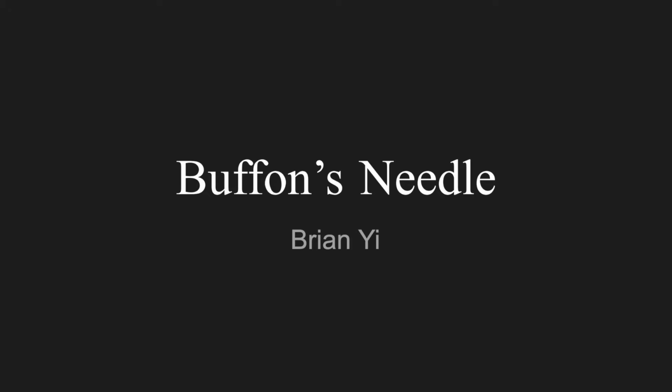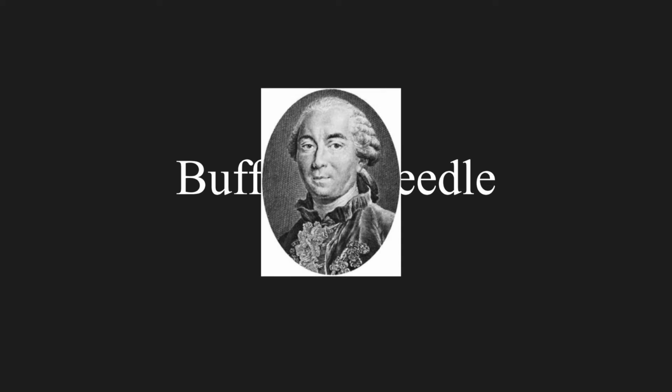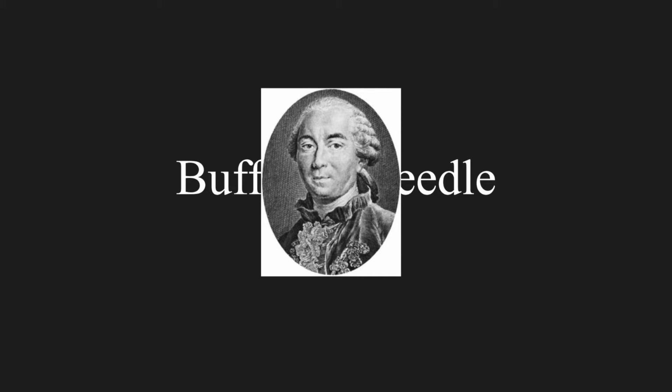In the 18th century, a French mathematician asked, "What is the probability that a needle will fall in between two parallel strips of wood on a floor if the needle is dropped?" His name was Buffon, and he found out that the probability of the needle intersecting two strips of wood could be used to calculate the value of pi.